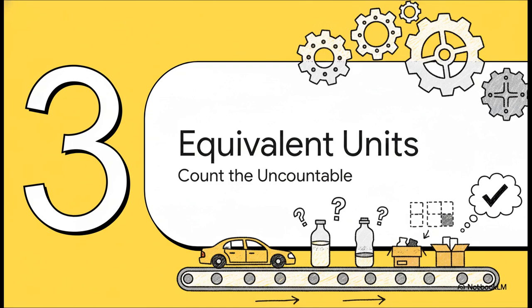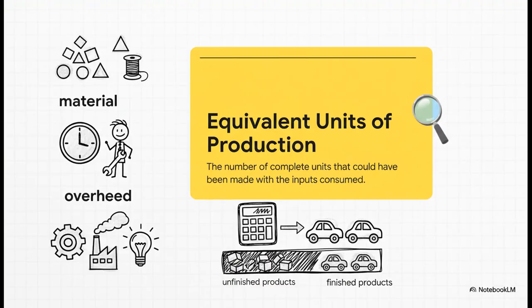This is where process costing gets really smart. The solution is a concept called equivalent units of production, which is basically a fancy name for a super clever way to count things that aren't even finished yet. Now, the key thing to get about equivalent units, or EUP for short, is that it's not a physical count of actual products. It's more of an accounting idea. It's a way of asking, okay, if we took all the work we did this month on both the finished and the unfinished stuff, how many complete units could we have made?